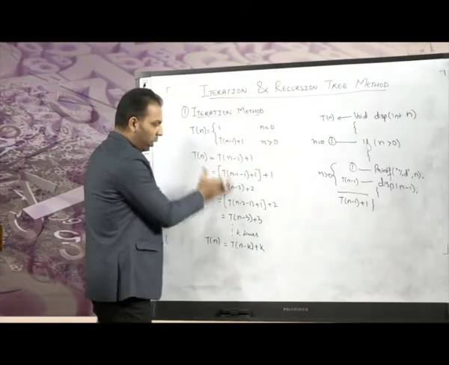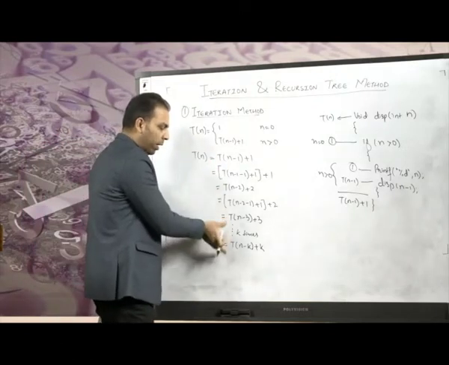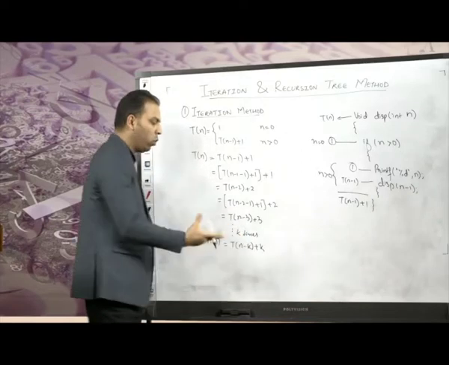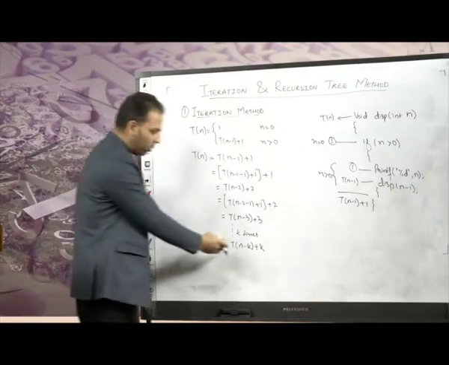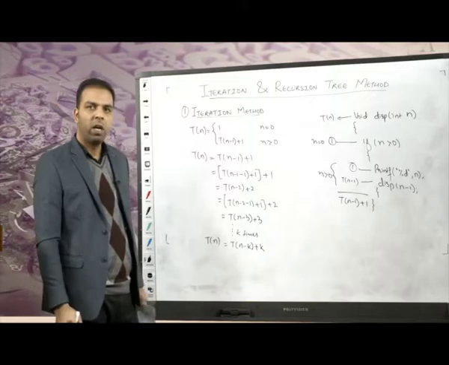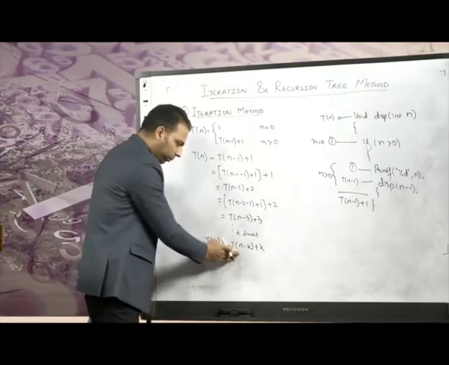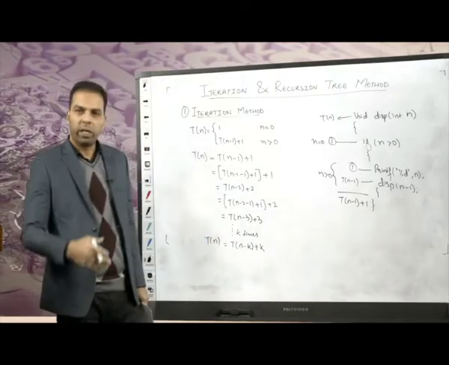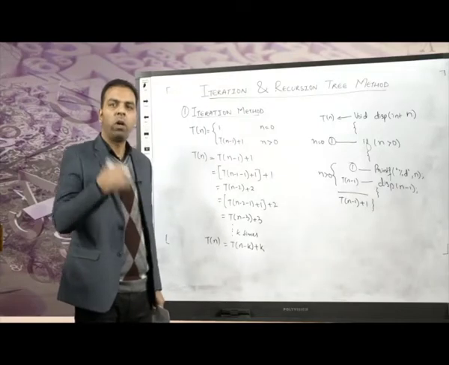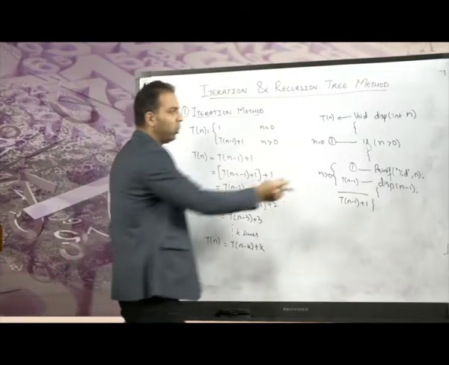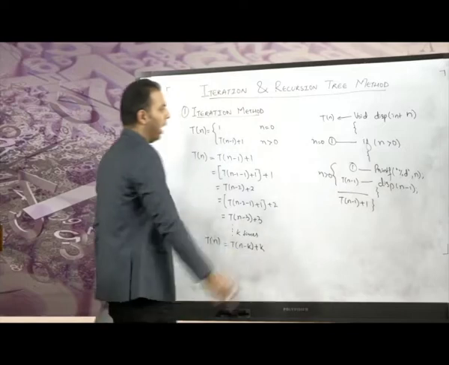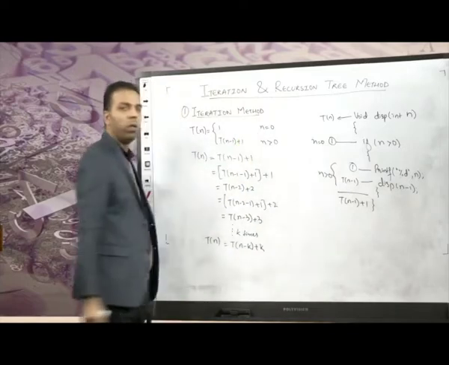So we have unfolded it, and after unfolding we have found a pattern, and I'm assuming that after k times it will be n minus k plus k. Now when will this stop? You know that it is a recursive call. It will go on executing till it meets the stopping condition. And what is the stopping condition? When n equals 0.